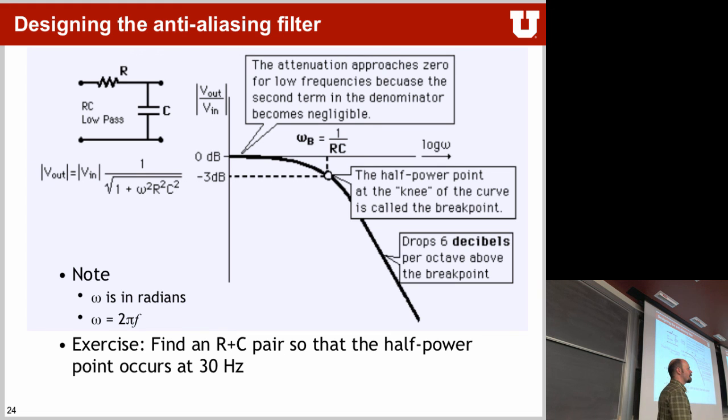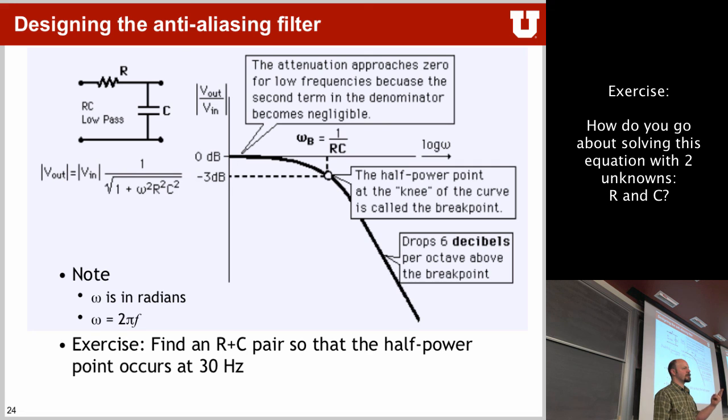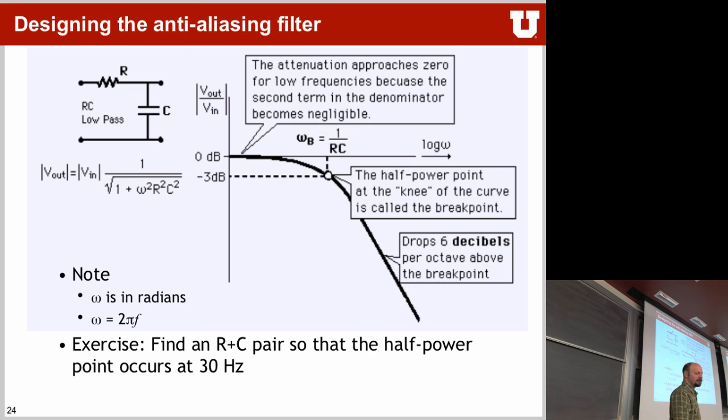How do you even define this now, right? We have 2 unknowns, R and Z. How do we do that? Get together in teams of 2 and discuss this quick.